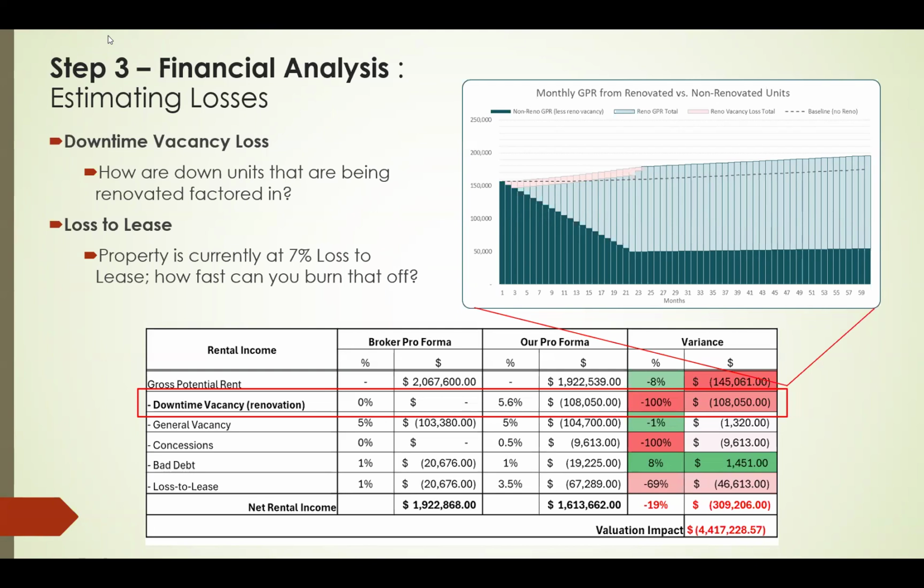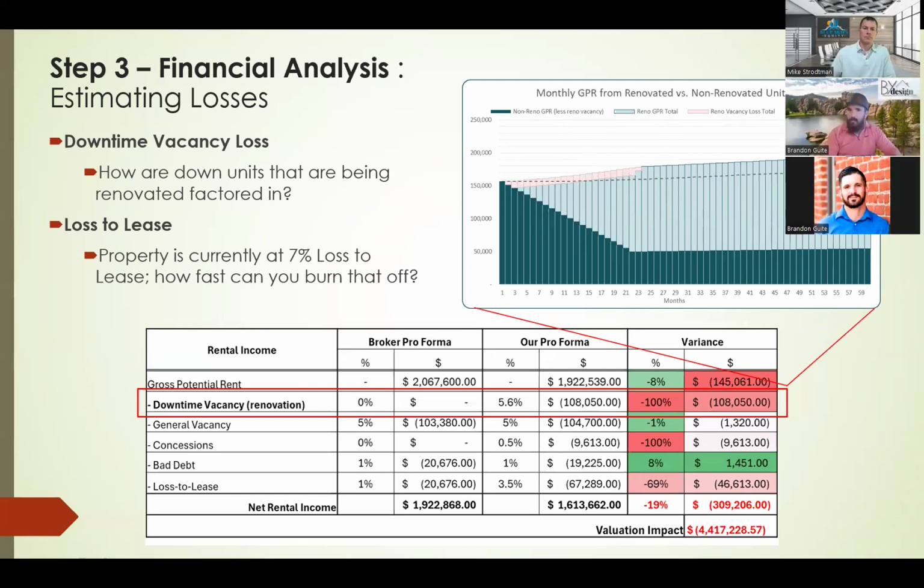I see very often that this downtime vacancy may be captured in the general vacancy or captured in the loss to lease somehow. And that's okay. The big thing is to make sure that it is being captured, number one, and that you believe and you trust the logic behind how much they're adding there to make sure that it's accounted for. In this case, the broker pro forma did not account for it at all. It just really assumed that year one, you're going to renovate, get everything up to market rent, and not have any losses there, which we weren't comfortable with, obviously.